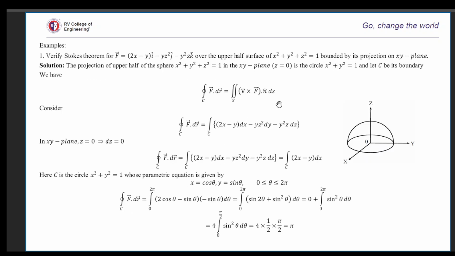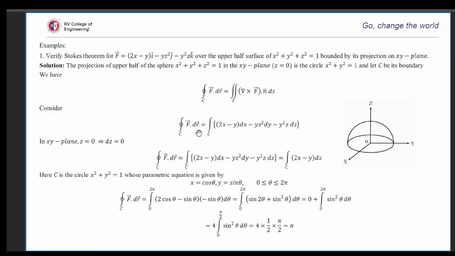To illustrate the result, I have just one example here, a simple problem. Verify Stokes theorem on the upper half of a unit sphere centered at the origin with radius 1, a hemisphere, where the boundary is a circle. Whenever you are asked to do the verification, two things are required. One is the line integral part, and the other is the surface integral part. The line integral part is relatively easy to handle.